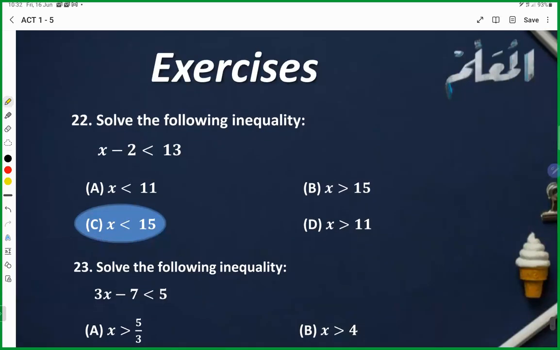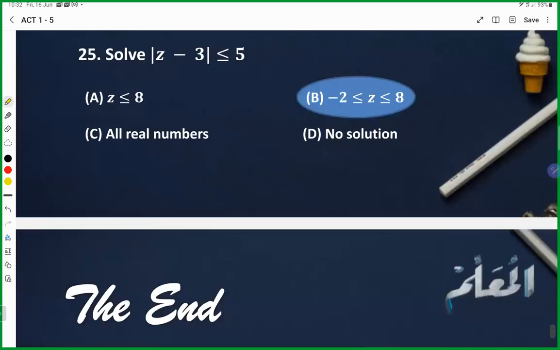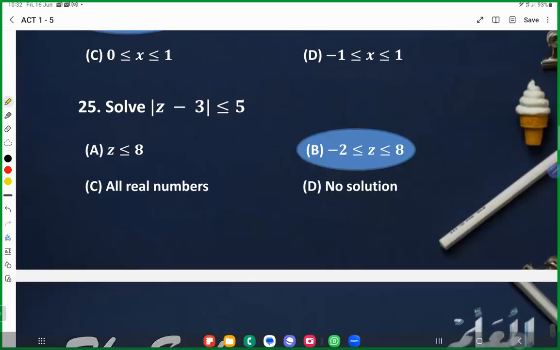Very quick one. That's for equations and inequalities.